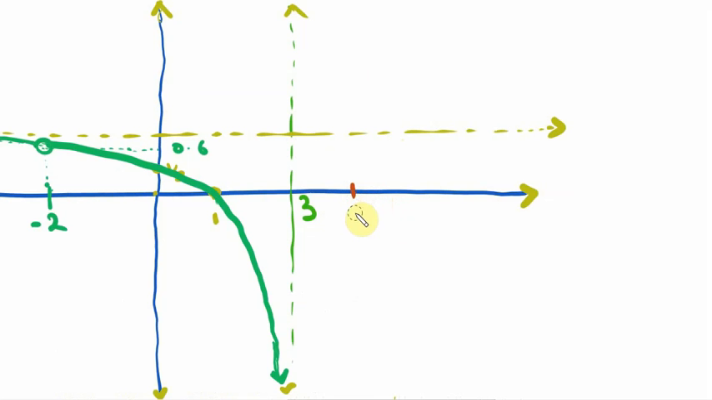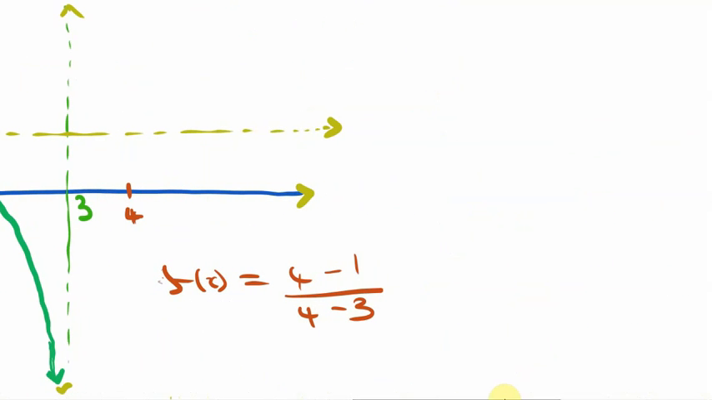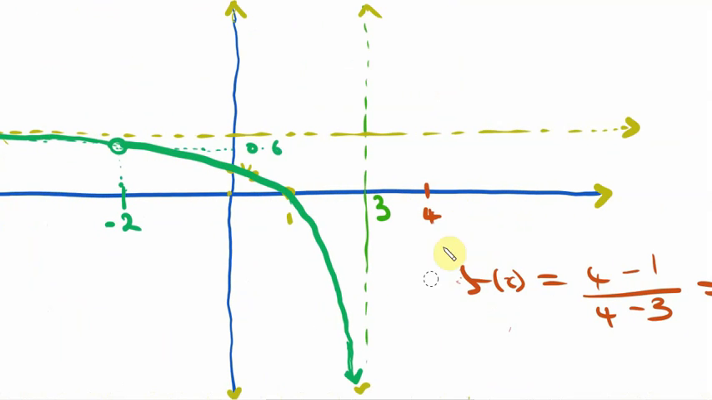To make sure, we substitute points. Let's substitute 4 in our equation and see what value of y we get. f of x is equal to 4 minus 1 over 4 minus 3. It's x minus 1 over x minus 3. So 4 minus 1 is 3. 4 minus 3 is 1. So when x is 4, y is 3. And let's plot that point and see where it's found.